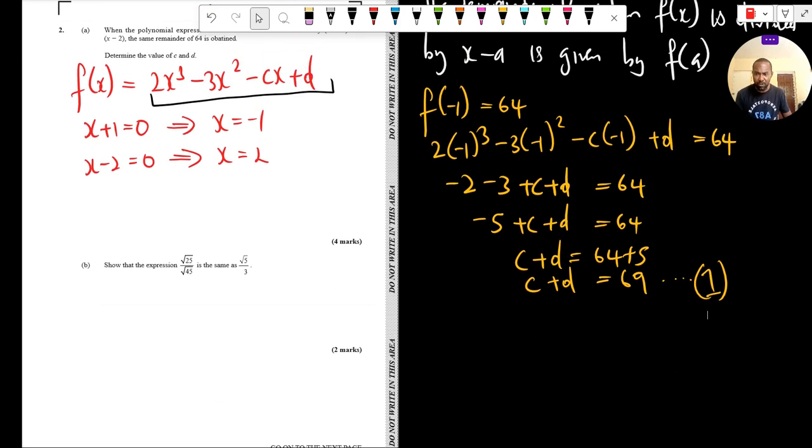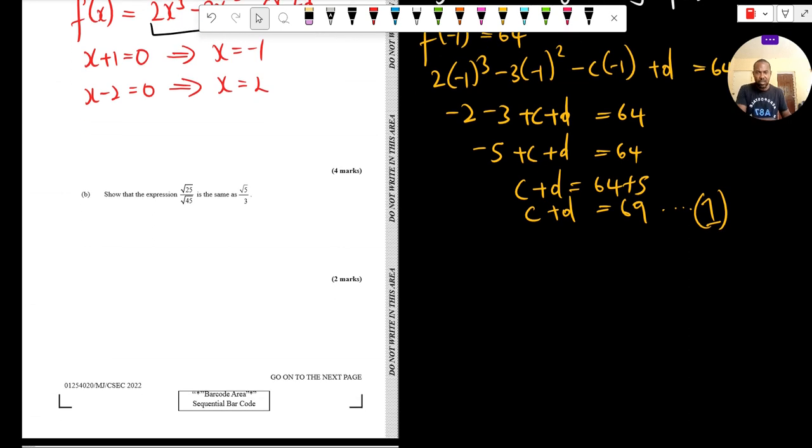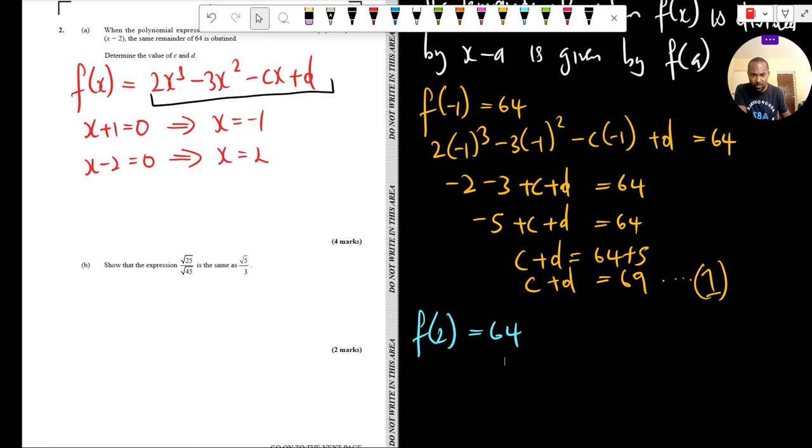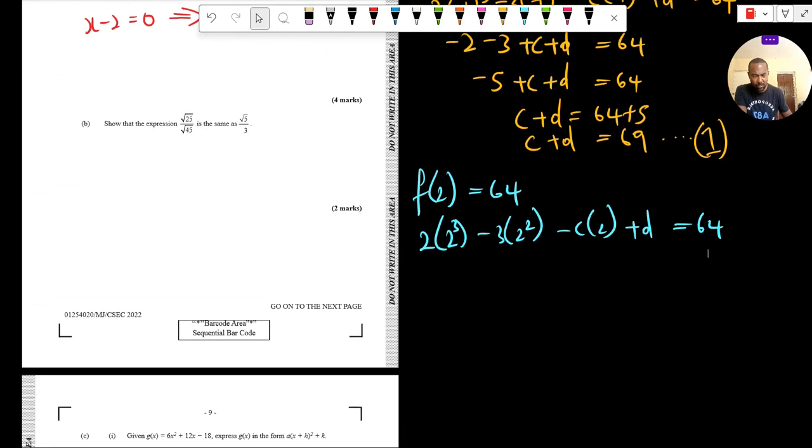Now, we're also told that the remainder when the polynomial is divided by x minus 2 is also equal to 64. And so therefore, what this means is that f of 2 is also equal to 64. And so we have now, the polynomial of course is 2x cubed. So we have 2 times 2 cubed minus 3 times 2 squared minus c times 2 plus d, and that is equal to 64. All right?